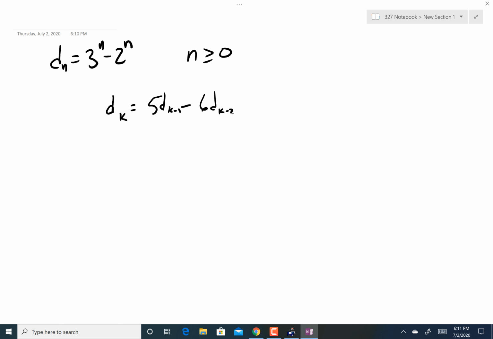d sub n is equal to 3 to the n minus 2 to the n. Okay, and we need to show for integers bigger than or equal to 0 that the sequence satisfies the recursive relation d sub k is equal to 5 d sub k minus 1 minus 6 d sub k minus 2. Okay? So what do we mean by that?